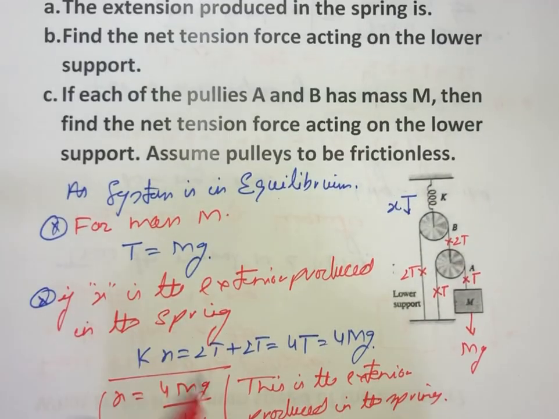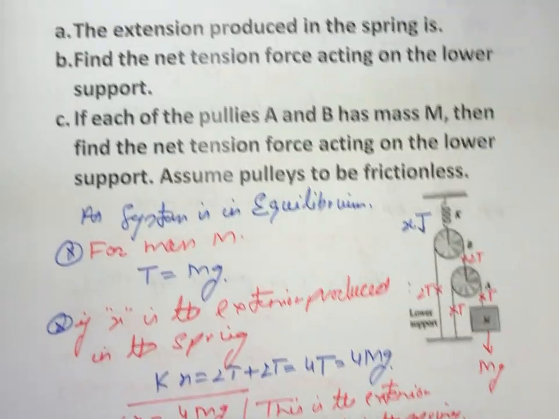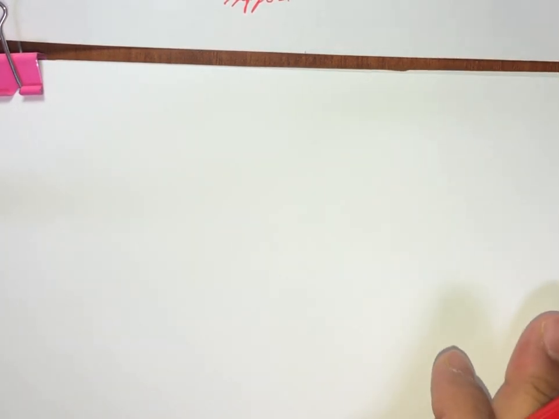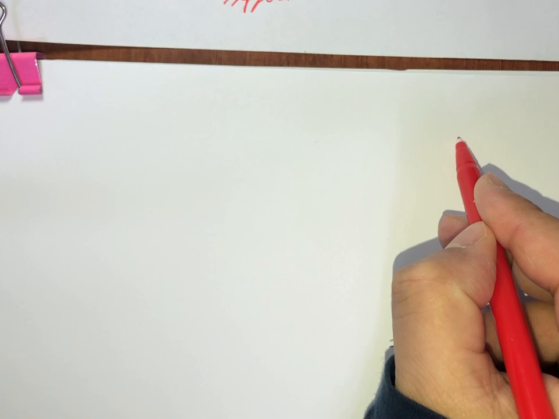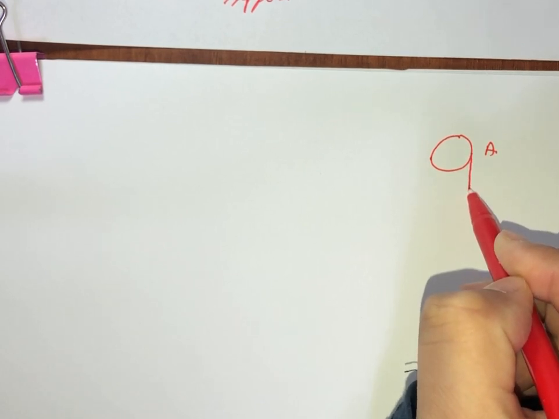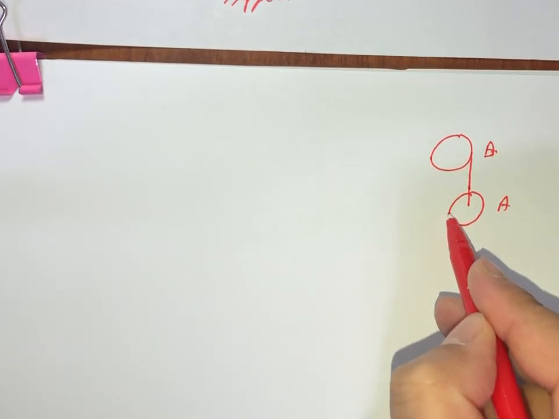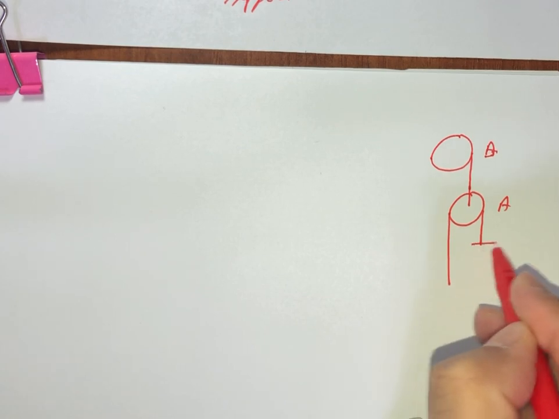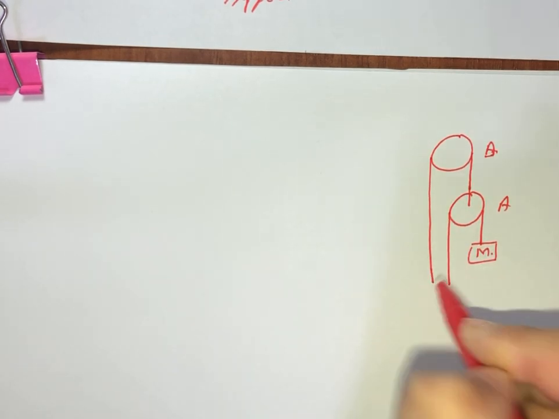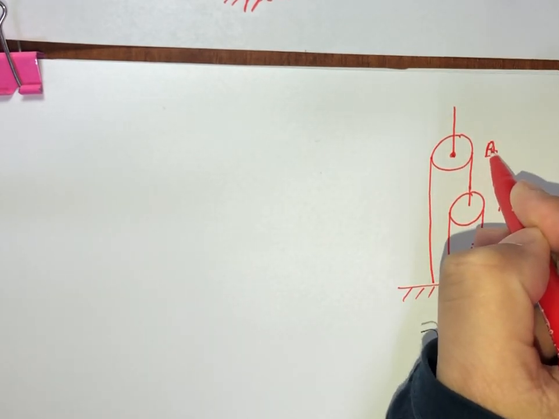In part C, now there is a mass given of A and B as capital M. So let's draw the free body diagram specifically for A and B. So this will be our pulley A and pulley B. This is connected to pulley A, and pulley A is connected to a mass of capital M, and they are both connected to this lower support.